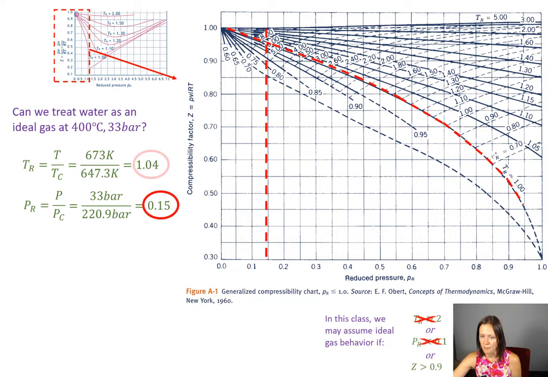And then my reduced pressure is 0.15, so actually that line should be moved over just a tiny bit. But you can see that where those two lines cross over one another, that's the location. And you can see that the Z value would be a little bit above 0.95. So that is enough for me to say, yep, I'm going to make the ideal gas assumption.